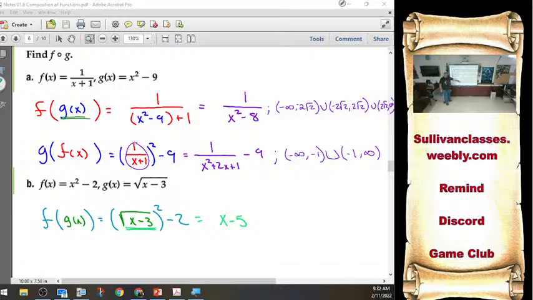3 and up, right? So even though this is linear, even though it looks like it should be all real numbers, 3 to infinity is the actual domain. Now the reason that's important, what happens if up here in my directions I said find f of g and f of g of 2?